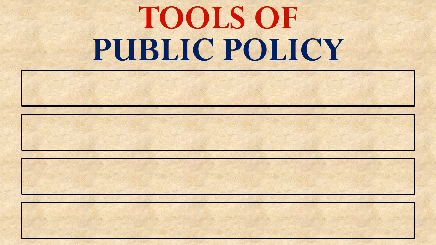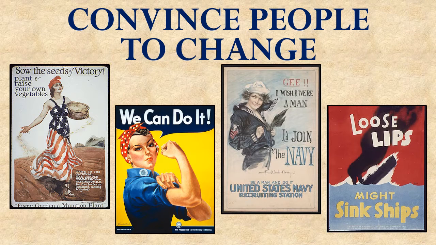Now, as you're engaging in public policy, as you're trying to find solutions to these problems that are being addressed, there are various tools that are available for the government to use to try to correct them. One of these tools is to simply try to convince people to change in some way. And on the slide you have some examples of the government trying to do this. These are war posters put up around the time of the First and Second World Wars by the United States government, trying to encourage people to behave in certain ways that they weren't behaving already.